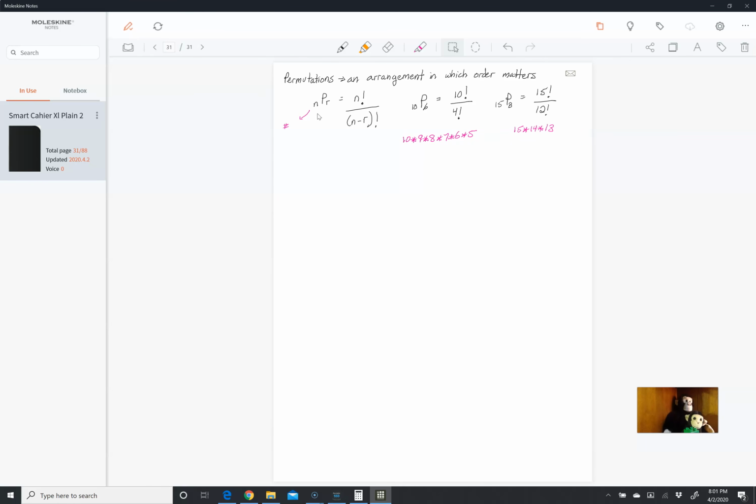Okay, so the n is the number of things we have. Again, things is very broad here. And r is the number of things we're choosing. And we're saying n always has to be greater than or equal to r, because we must have more than what we're choosing. We also said nP0, okay, if we're not choosing anything, there's only one way to do that, one arrangement in which we choose 0 things, okay?